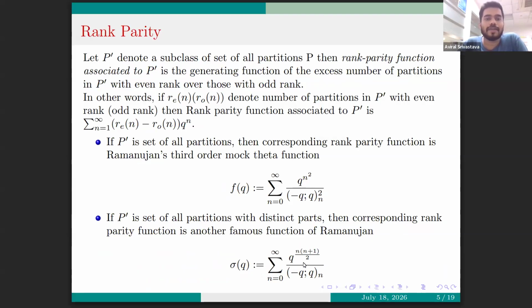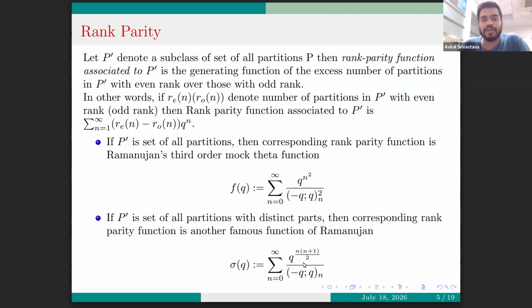Let P' denote a subclass of the set of all partitions P. Then the rank parity function associated to P' is the generating function of the excess number of partitions in P' with even rank over those with odd rank. Let me recall, rank is the largest part minus the number of parts of the partition.